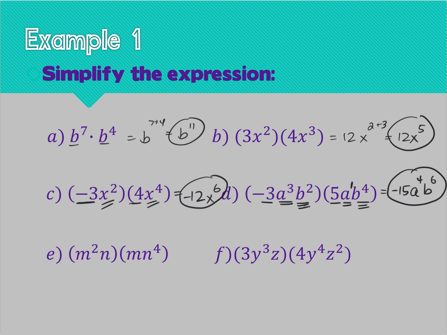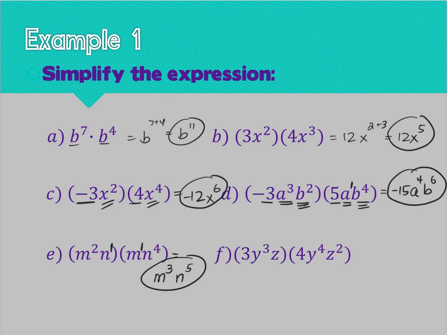So again, notice our variables are similar. We have m and n, right? So in the first one, we have m squared, n to the first. In the second one, we have m to the first, n to the fourth. And so now I'm going to start with the m's. So m squared times m to the first is m to the 2 plus 1, or 3. And then n to the first times n to the fourth is n to the 1 plus 4, or 5. And there's my answer. And then we go to the last one.